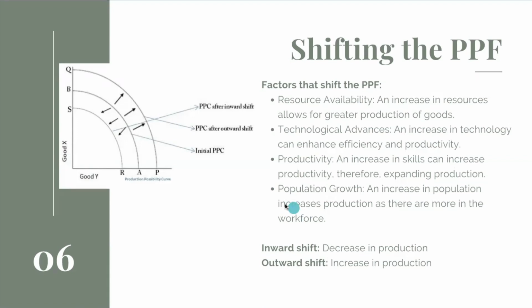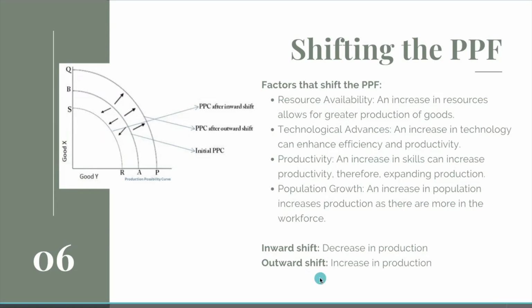Another factor is population growth. If there's an increase in population of a country, this would increase production as there will be more in the workforce. So this will shift it outward as well. However, again, if there is a decrease in population, then it would shift from A to R and it would shift inward. So again, down here, as you can see, an inward shift would be a decrease in production, and an outward shift is an increase in production.